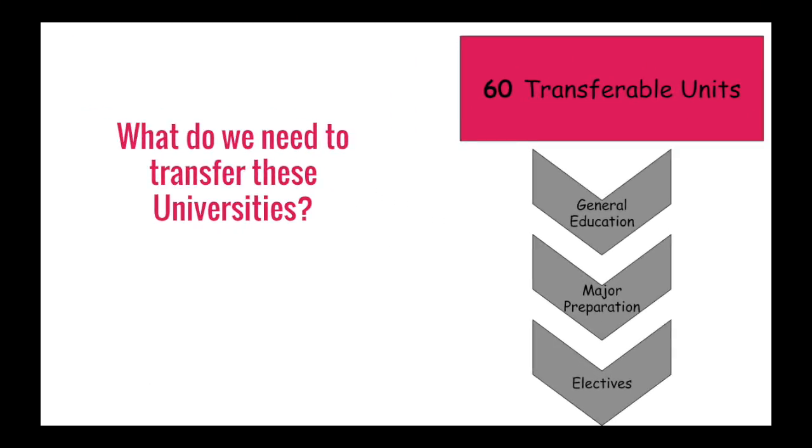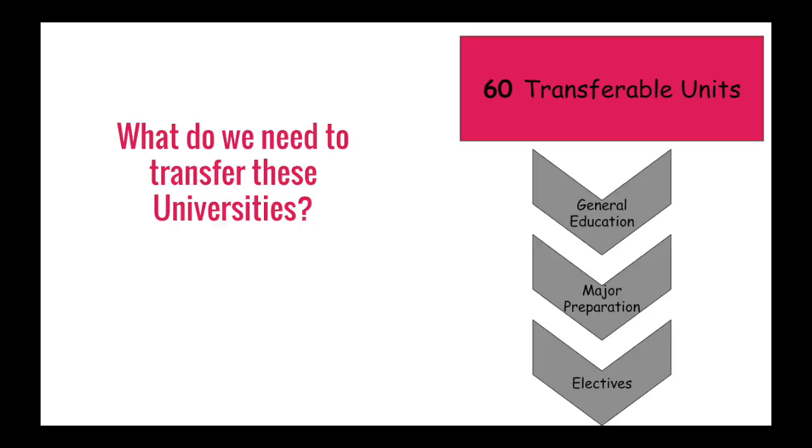What do we need to transfer to these universities? In order to transfer to the UC or CSU system, you will need to complete a minimum of 60 transferable units. This will give you junior standing. These units will be a combination of GEs, major preparation coursework, and electives if needed. Typically, you can expect that approximately 39 of the 60 units will consist of GE coursework.